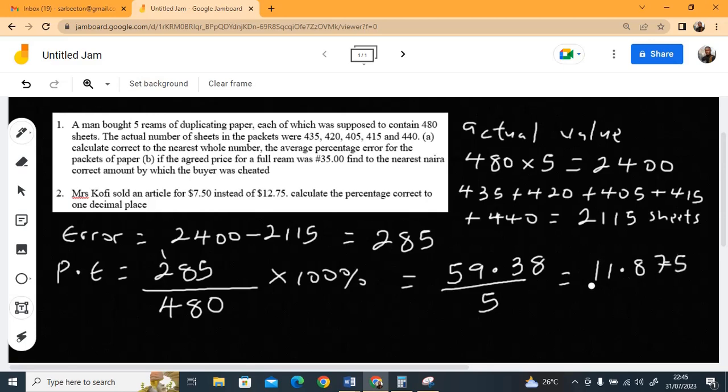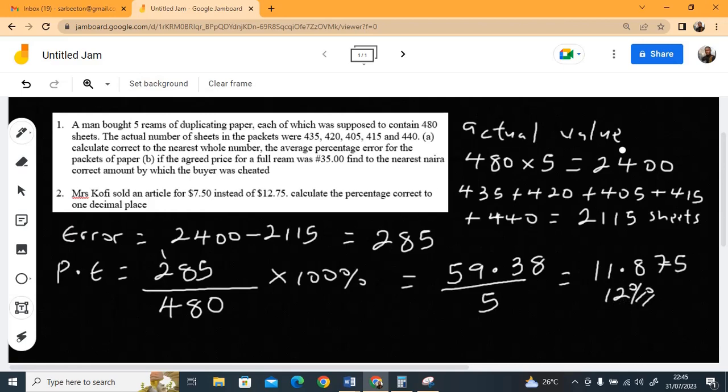It did ask to approximate correct to the nearest whole number. Nearest whole number, as I said earlier, this is up to 5. Make it 1. Add to this one, make it 2. So that is 12. Do you get that now? So that is 12%. Let me put percent at the back. So the average of each of them is 12%.